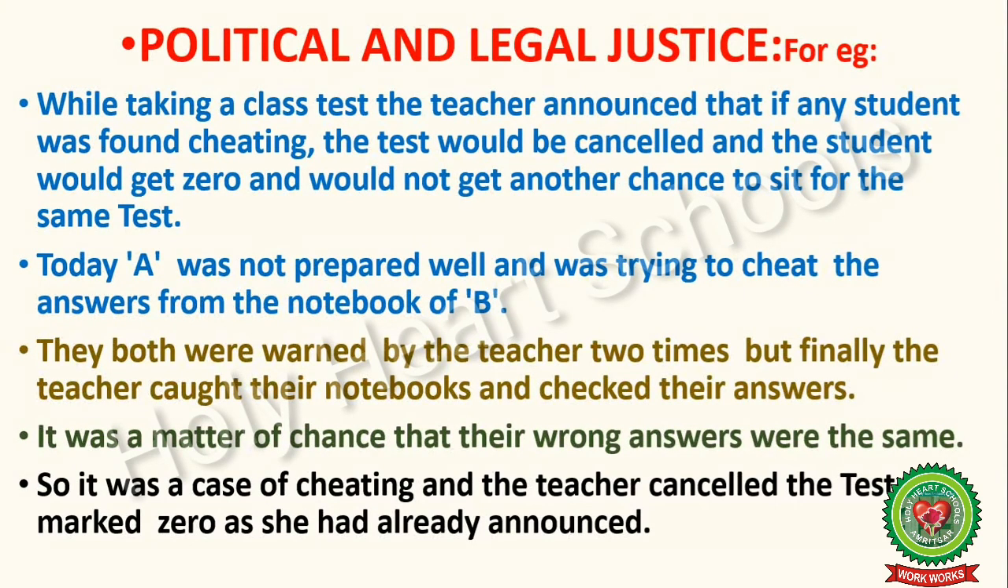Today A was not prepared well and was trying to copy the answers from the notebook of B. Now this is a class situation. A is taking help from B. They both were warned by the teacher 2 times. Yes, the teacher noticed and she warned them 2 times. But finally, the teacher caught their notebooks and checked their answers. It means they didn't listen to the teacher, they continued their cheating, and the teacher caught their notebooks.